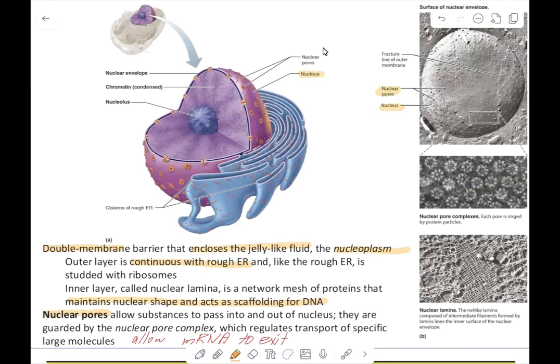So the nucleus is the control center of the cell. The nuclear envelope is the double-layered membrane, so it's like a phospholipid bilayer that surrounds the nucleus. And in this case, the DNA is in the form of chromatin. So it's condensed DNA. And at the beginning of our next video, we're going to talk about DNA and then about cell division.